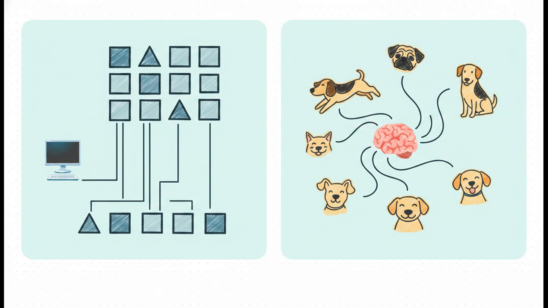Think about how a human toddler learns. You don't hand a 2-year-old a biology textbook to explain what a dog is. You just point to a dog in the park and say, dog. You do it enough times with enough different types of dogs, and the kid's brain just kind of figures out the rest. Machine learning is literally trying to mimic that exact same natural learning process.